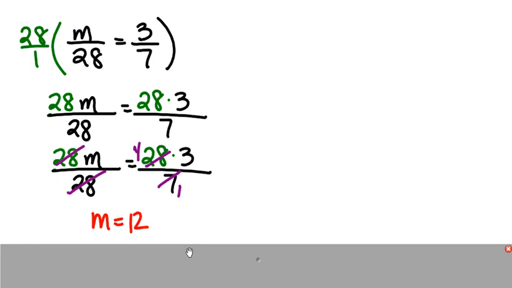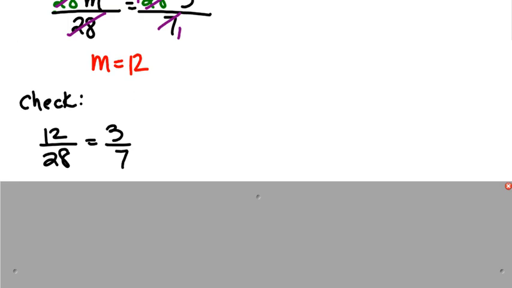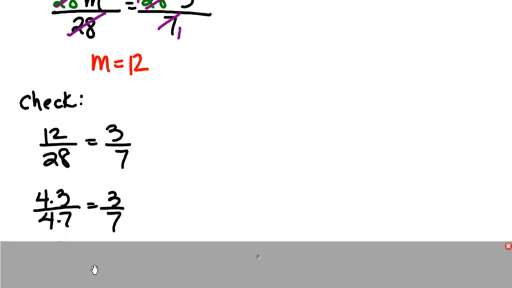Again, to double check and make sure that's the correct value, substitute it back into the original equation to see that it's balanced. So is 12/28 the same as 3/7? Well, we know here there's a common factor of 4 that we could divide out, so we're going to have 3/7 equal to 3/7, which we know is balanced.